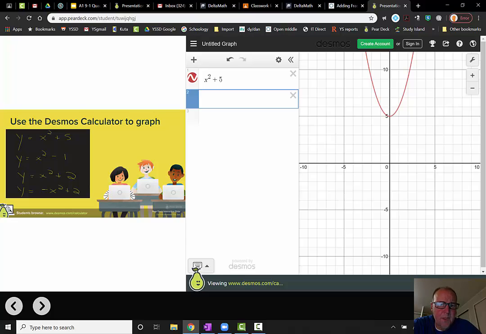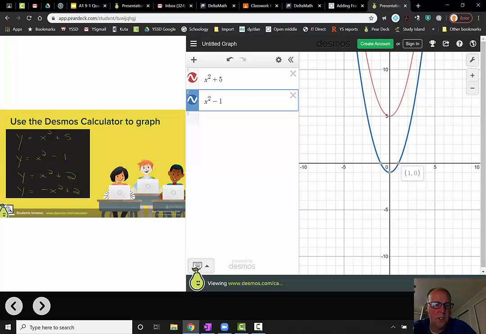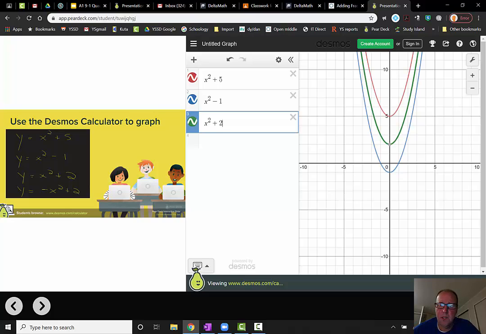Alright, so I have Desmos in here. Some things we want to notice is when it says +5, that means your parabola is going to move up 5. So we can make some predictions, x squared minus 1. So x squared, and we're going to go with minus 1. Alright, that's exactly what we thought it was going to do. It's that U shape, but it's been moved down 1. X squared plus 2. We know it should go up 2, and it opens up.